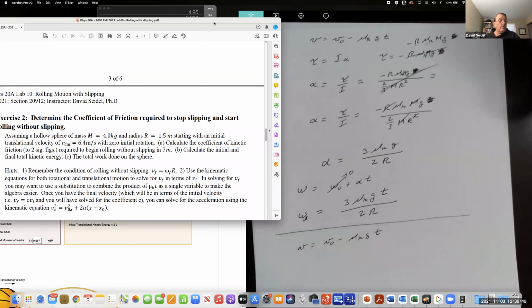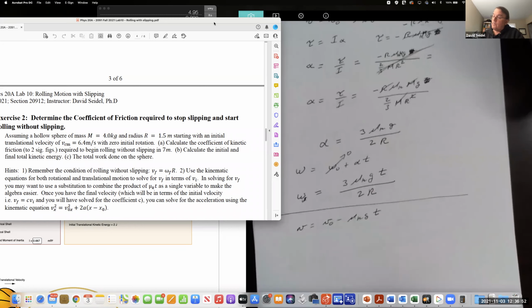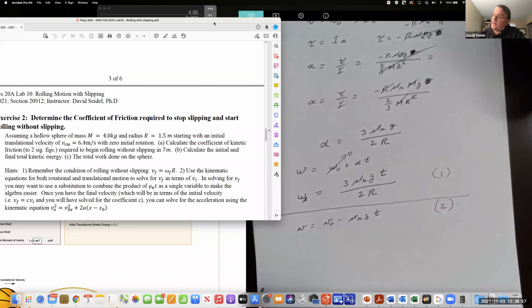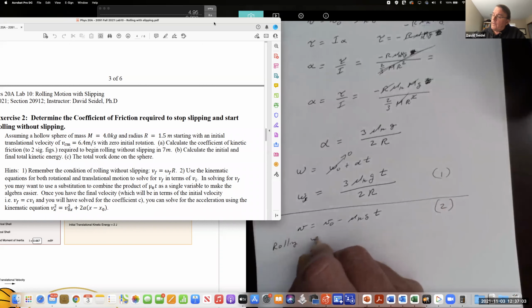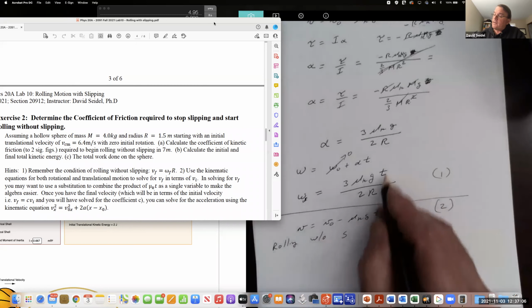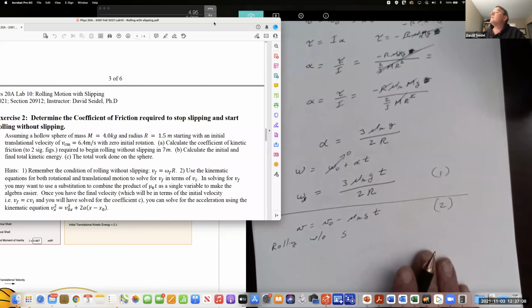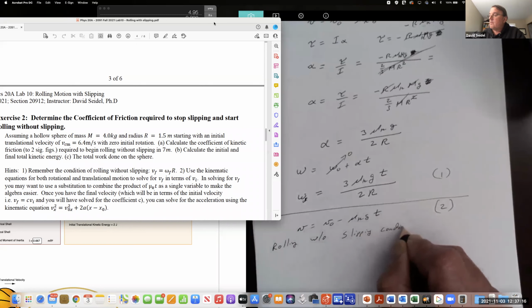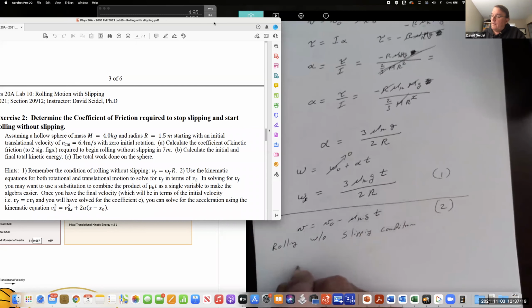Now, what else do I know? I've got an equation here, I've got an equation here. What else do I know? Rolling without slipping. So we don't know T. We have no idea what T is, but the rolling without slipping condition says V equals omega R.